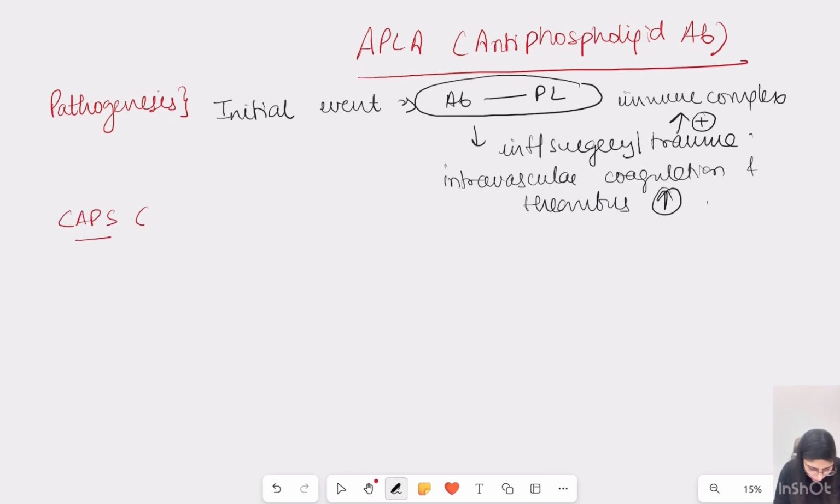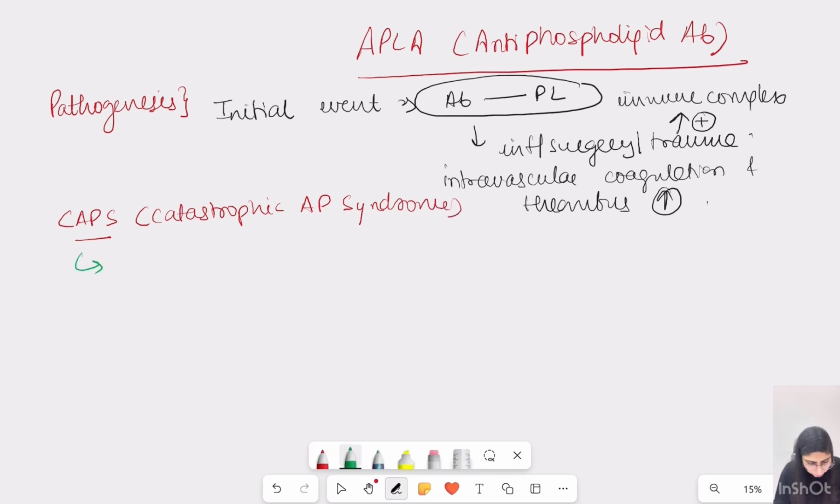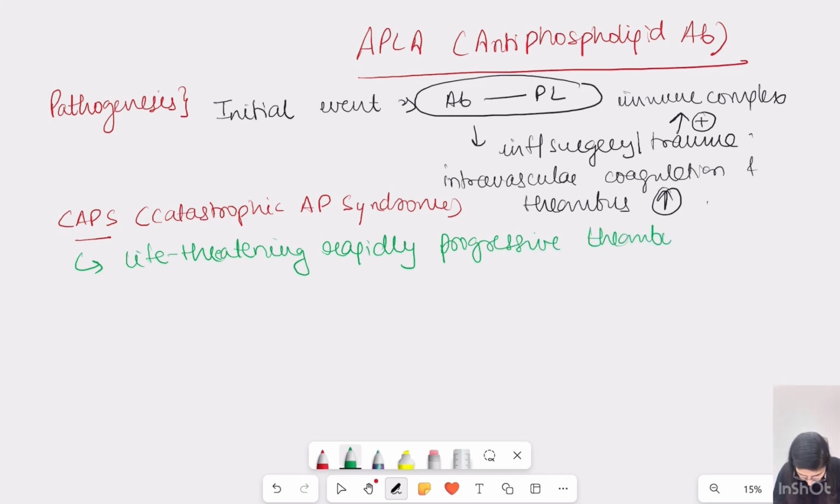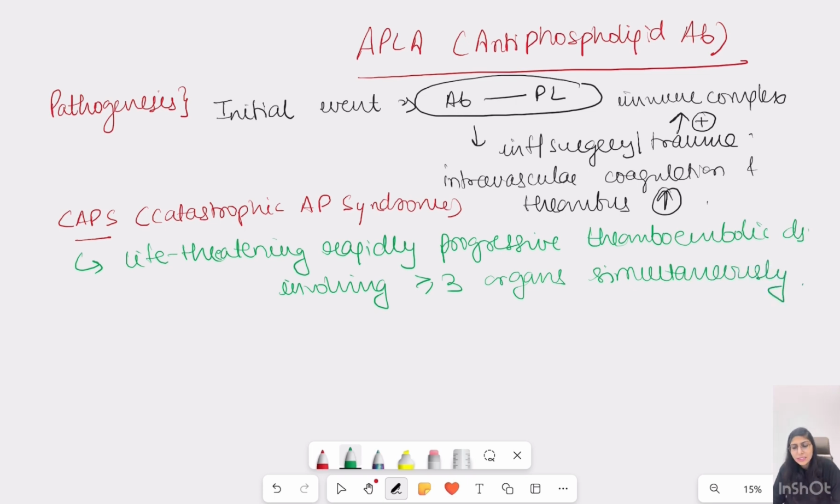If we talk about catastrophic CAPS, what is CAPS? CAPS is catastrophic antiphospholipid syndrome. The definition of CAPS is that it is a life-threatening, rapidly progressive thromboembolic disease involving more than or equal to 3 organs at any point of time simultaneously. So a life-threatening event involving antibodies involving at least 3 systems or 3 organs in the body at one time simultaneously. This is known as catastrophic antiphospholipid syndrome, and this is where we need to go aggressive on treatment.